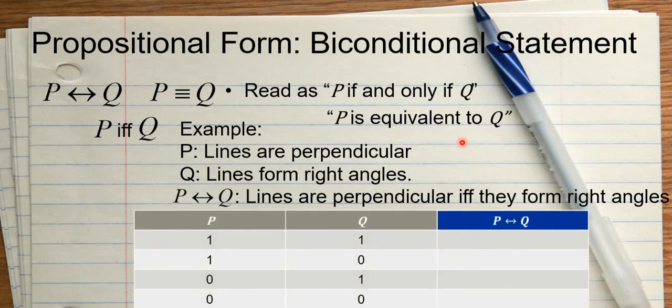To see their truth values, if a statement is true and another statement is true, true if and only if true is true. True if and only if false is false. False if and only if true is false. And false if and only if false is true. So, based on this, we can say that a biconditional statement will be true if its simple propositions have the same truth values. That's how it works in our biconditional statement.